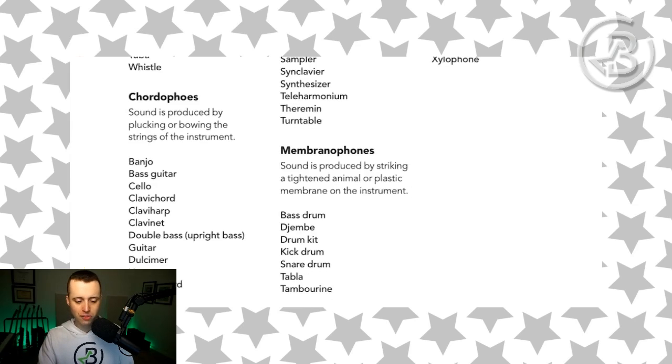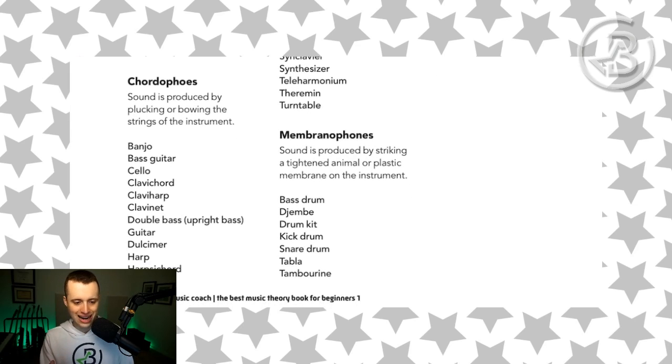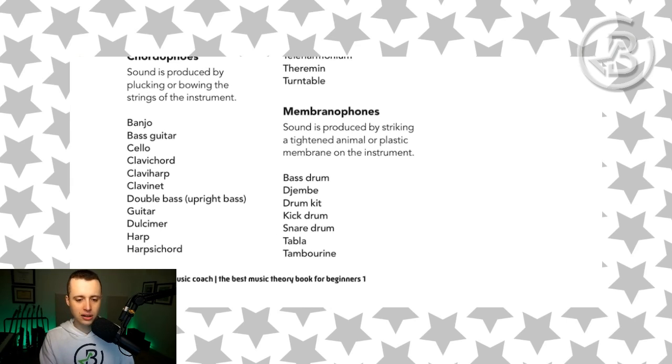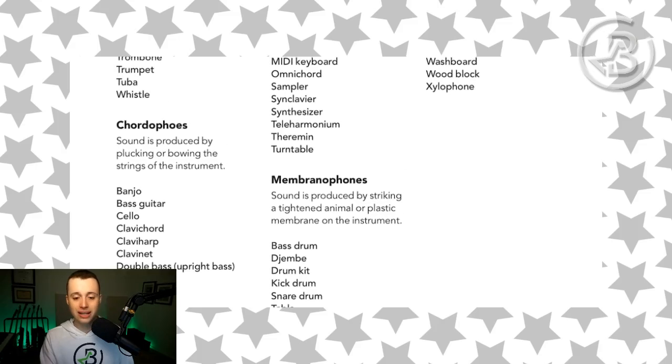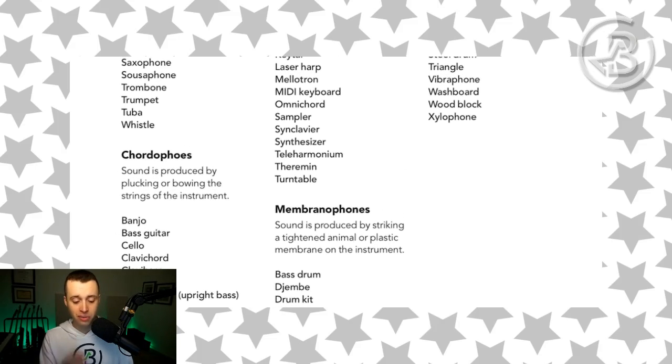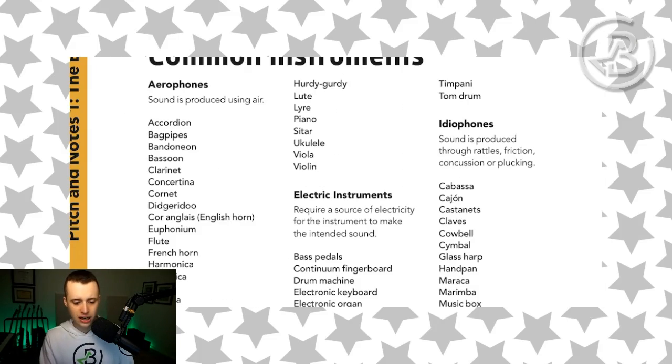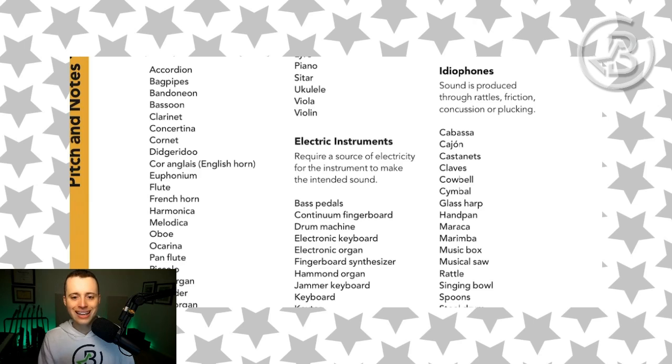A djembe, that's going to be your West African style of drum. Tabla, that's your Indian style of drum. Tambourines, yes, tambourines, even though they do have shakers on them, they also have skins that you can hit. Timpani and tom drum. The last type of instrument for us to look at are idiophones.